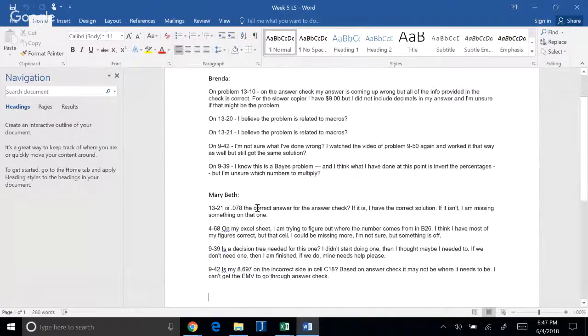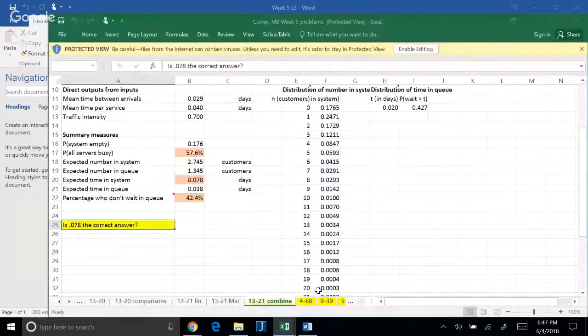Yes, Mary Beth, 0.078 is the correct answer. I'm not sure why that's not telling you that on answer check. I'm so sorry. All right, 468. Not trying to figure out where the number comes from in B26. All right, let's look at that. I love how you highlighted it too. That makes it so easy to know which ones you wanted help on.